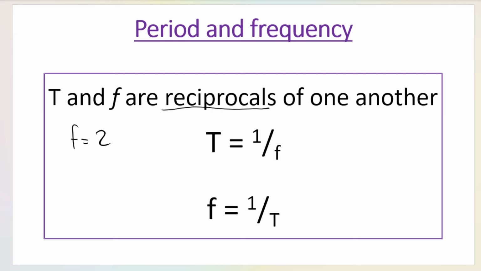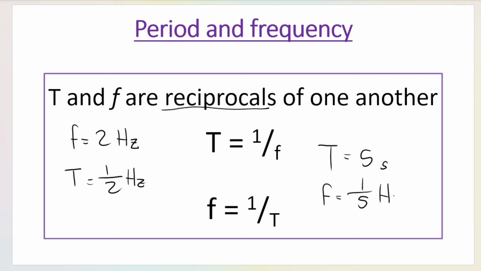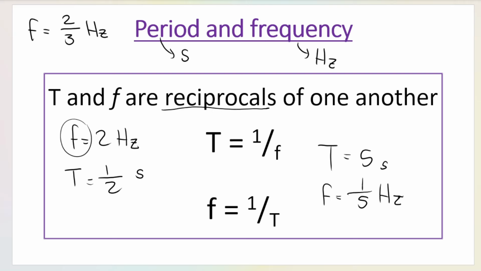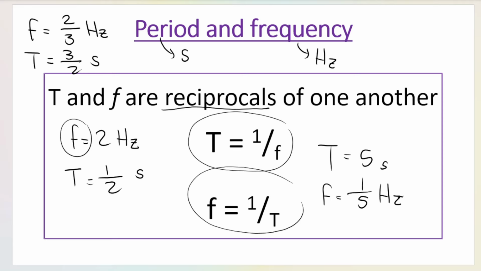So for example, if I say the frequency is 2 hertz, then I know the period is 1/2 second. If I say that the period is 5 seconds, then the frequency is 1/5 hertz. Sorry, this period, that unit over there should be seconds. Okay, so the unit for frequency is hertz, and my unit for period is seconds. They are reciprocals. So if I tell you the frequency is 2/3 hertz, you can tell me, oh, the period is 3/2 seconds. Reciprocal means I flip the fraction. But we also have these formulas that I can use to calculate it.